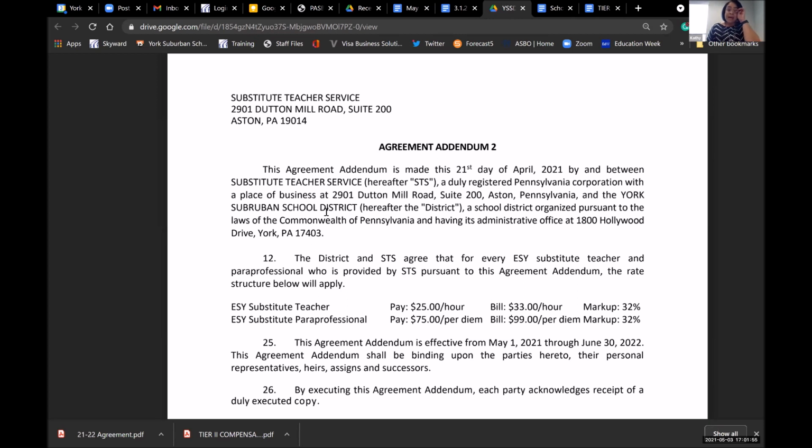And so we have approached STS for some of these services, and we came up with an hourly rate for the substitute teacher for ESY, which is extended school year, so that's done for the summer, and then substitute paraprofessionals. So the base rate for the substitute teacher for the summer is $25 an hour, and then with the markup, it's $33 an hour.